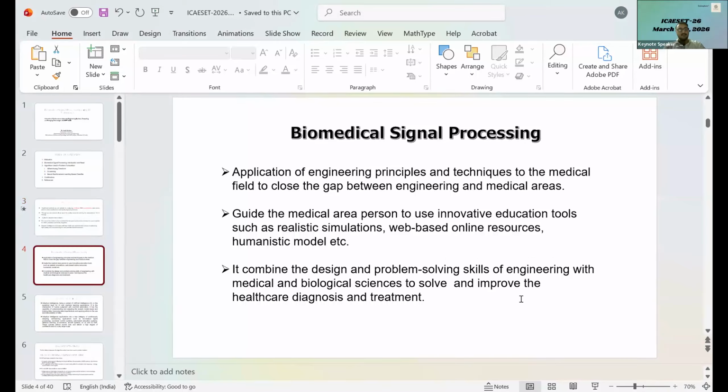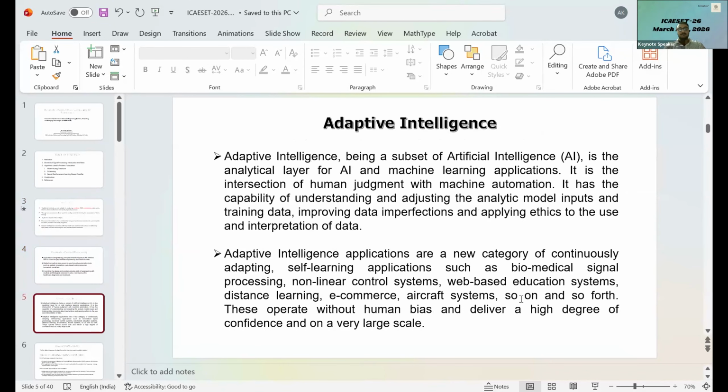Biomedical signal processing is used for applications that directly belong to human beings. We take engineers and doctors together and try to bridge the gap between engineering and medical areas, guiding medical professionals to use simulations, web-based online resources, and different engineering models. It is the effort to combine the design and problem-solving skills of engineers with medical science to improve healthcare diagnosis and treatment.